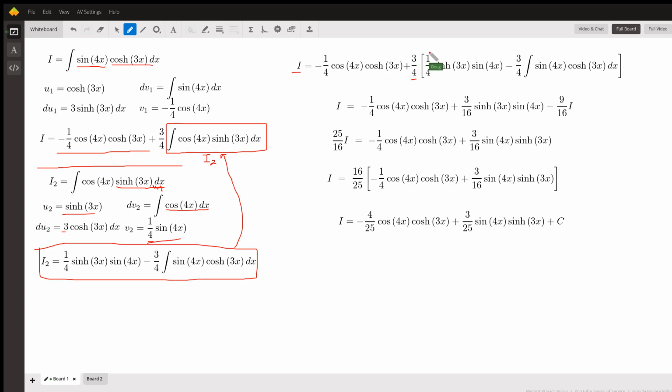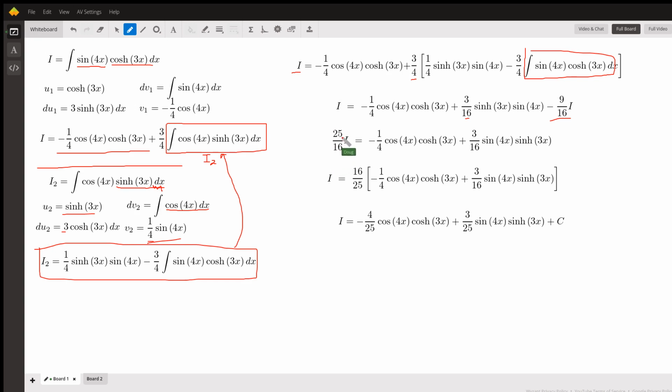So we'll distribute the 3/4 and get 3/16. 3/4 times negative 3/4 is negative 9/16 times this integral right here. But here's the key. That integral is the one we started with. So you can mentally replace it with the letter I. So we can move this term to the left side. 16/16 I plus 9/16 I is 25/16 I.